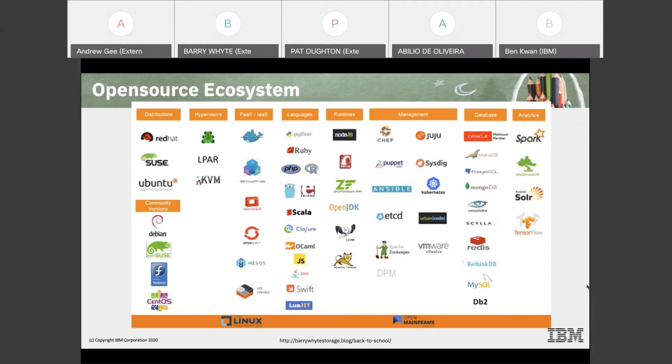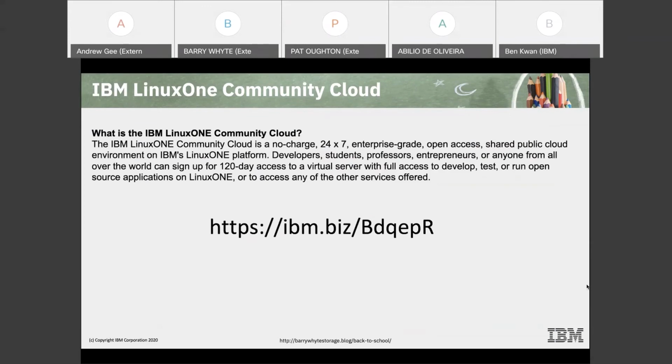There is a free community cloud where anyone who wishes to can sign up, no charge, no credit card information required. You don't have to give information other than your name and email. Anyone in the world can ask for access for 120 days, and you get your own virtual server. You can install software on it, build software on it, test interoperability, and use it to call other cloud services out there to test how functionality would work across multi-cloud.